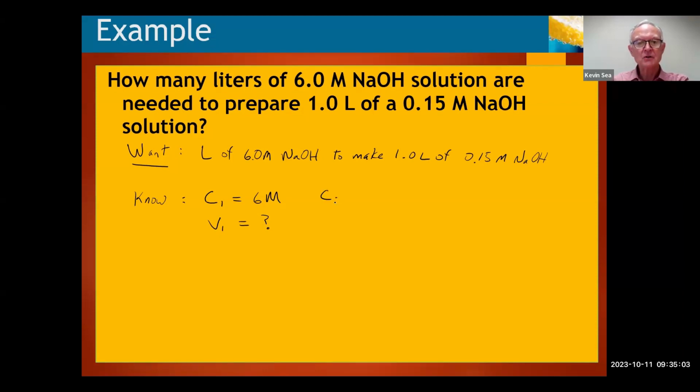We know C2, that's our target. Concentration 2 is 0.15 molar sodium hydroxide, and V2 is 1 liter. That's what we want to end up with. All right, so let's set up our equation.